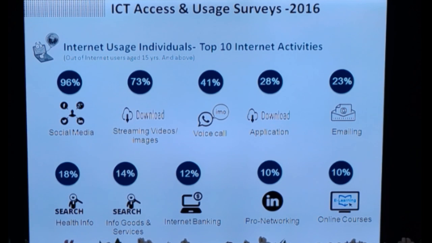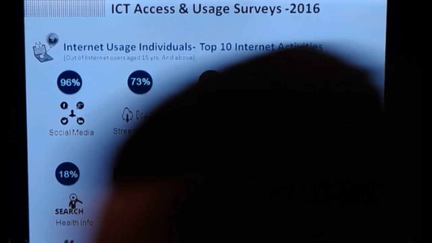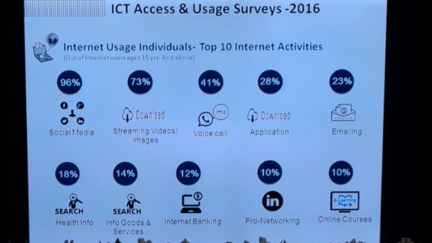Related to internet usage, most internet users use the internet for social media. That means they are using the internet through their mobile phone, downloading and streaming videos, and video calls. It's common in Oman, as we can see here. Very few people are using online courses, networking like LinkedIn, and internet banking, a very low percentage. So now we have a certain program to encourage people to use online courses and to join such education systems.